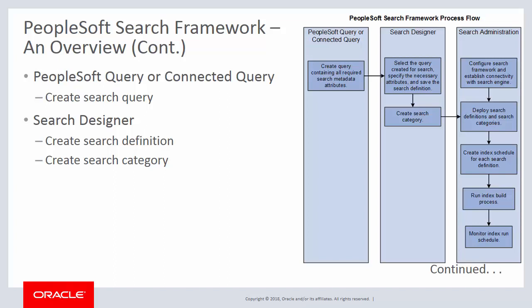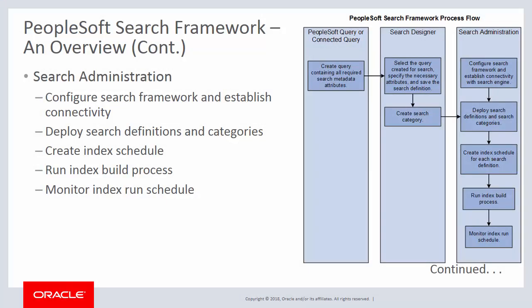After you've created a query, you create a search definition using the search query as a base. Additionally, you'll also specify the necessary attributes for the search definition. You also need to create a search category, which is a logical grouping of search definitions. The Search Designer Activity Guide enables you to create search definitions and search categories.